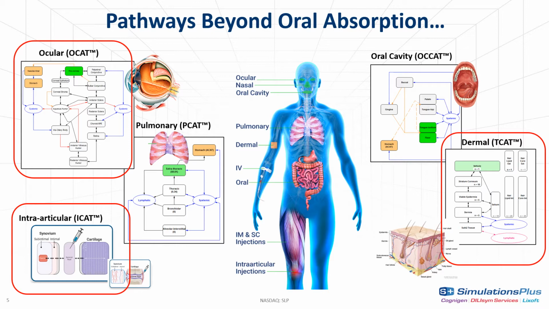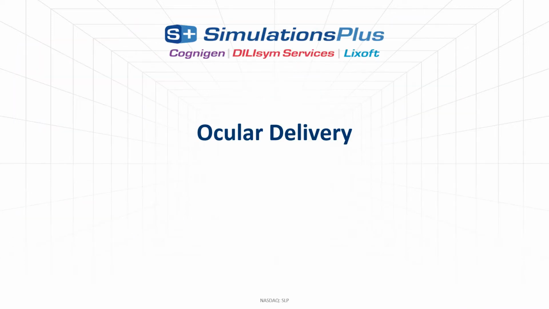In the case of the ocular and the dermal routes, we have ongoing collaborative grants with the FDA to expand and improve our modeling capabilities, particularly in the areas of the formulation development. I'd also like to talk about the intra-articular route because it's the newest route of administration that we've added. So to give you an idea of how you can use these models and use similar strategies as you model the additional dosage routes. So we'll start off talking about the ocular delivery through the OCAT model.